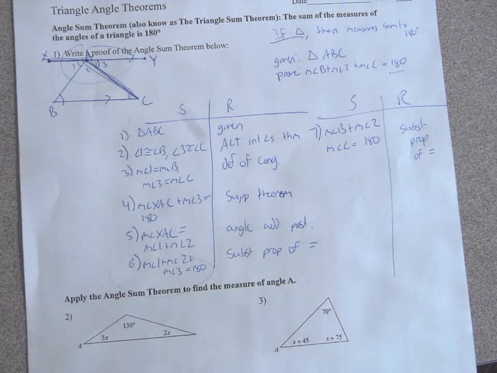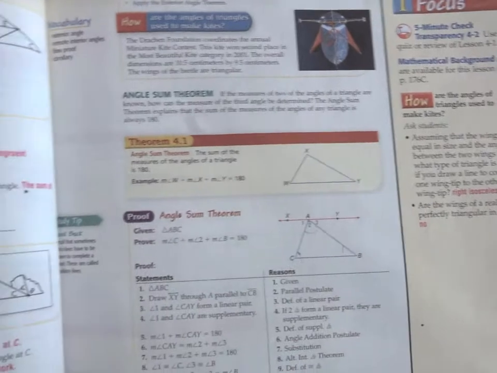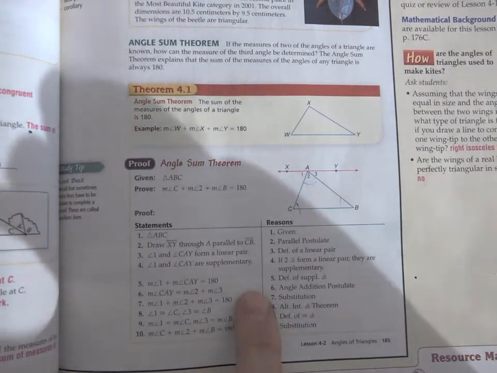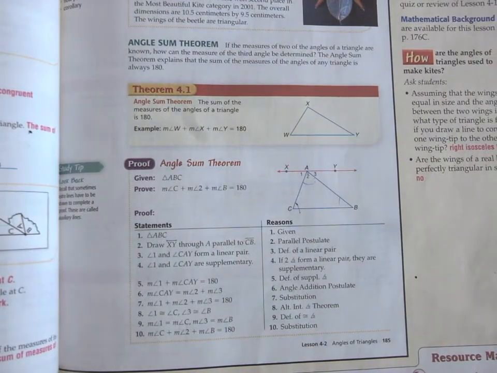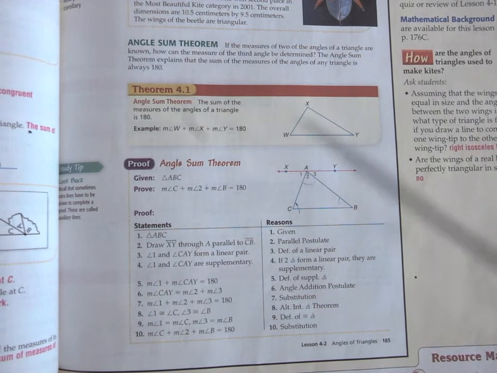Okay, now that proof is in your book on page 185. So it looks kind of like this. I just wanted to take a quick look at that together so you can kind of see what's going on. They use a lot more steps, and we kind of want to get the basic idea. If we really, really wanted to be rigorous, we could go a little bit further.